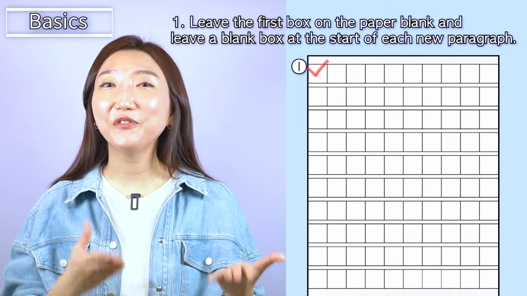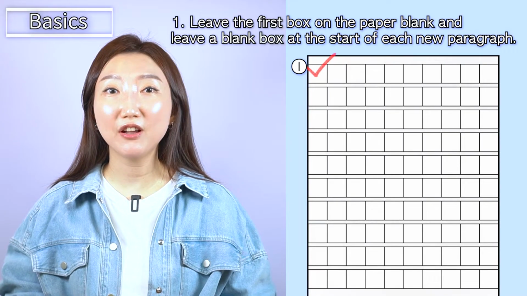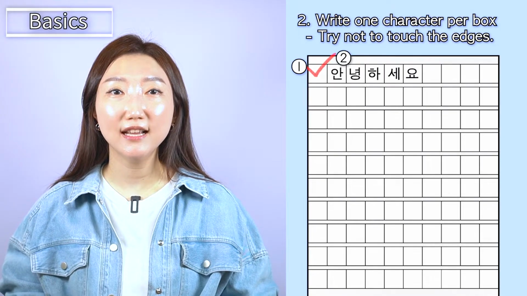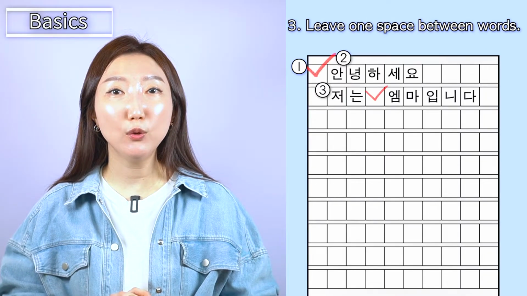Basics. Leave the first box on the paper blank and leave a blank box at the start of each new paragraph. Write one character per box. Try not to touch the edge. Leave one space between words.